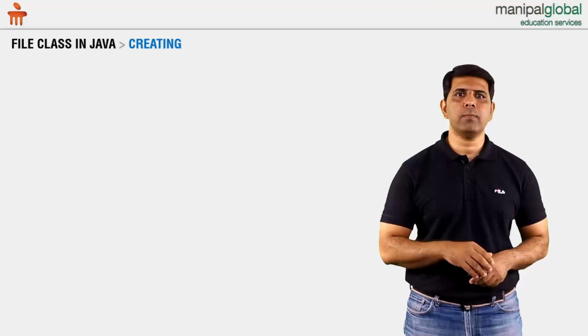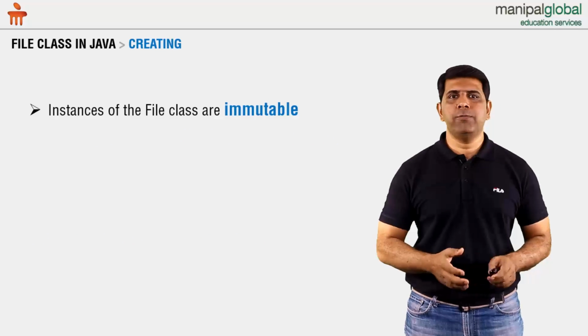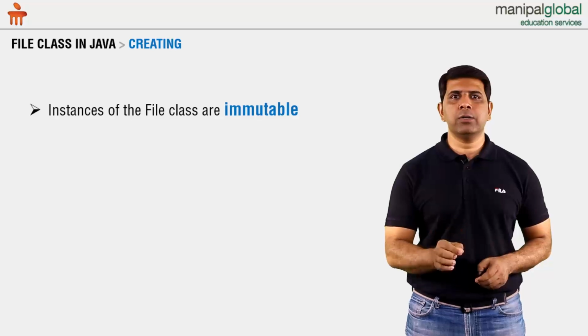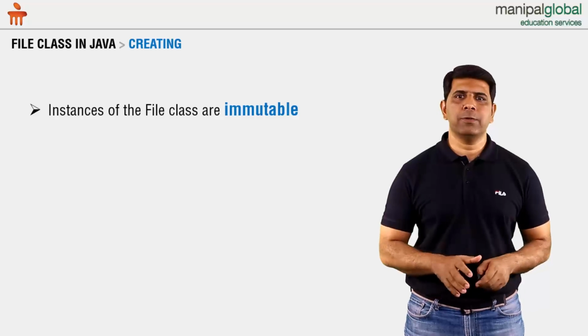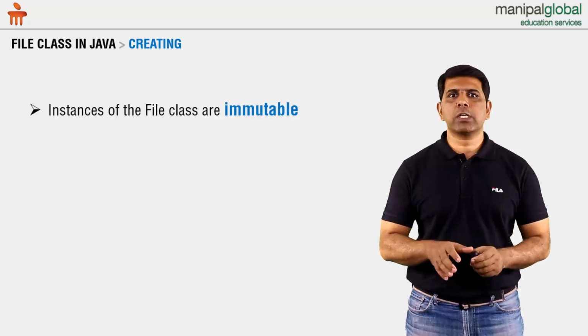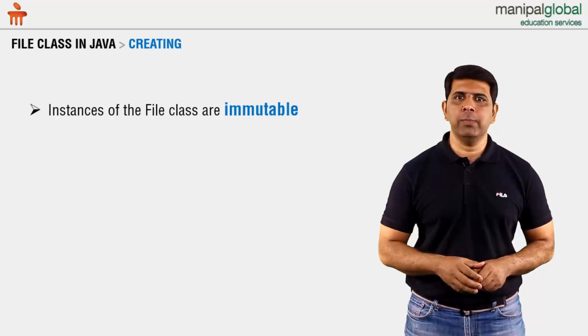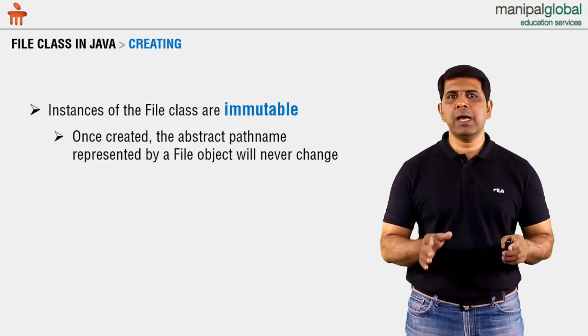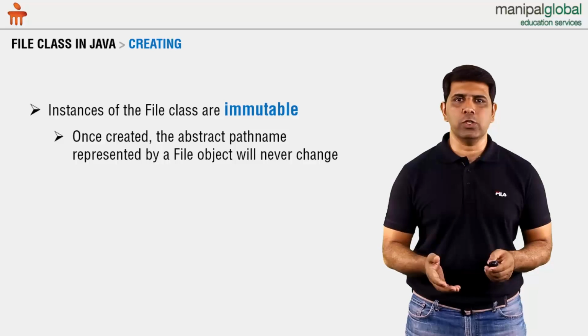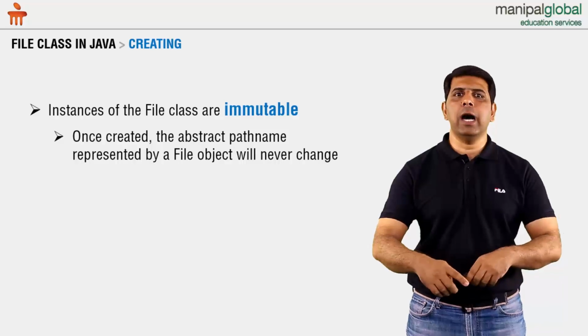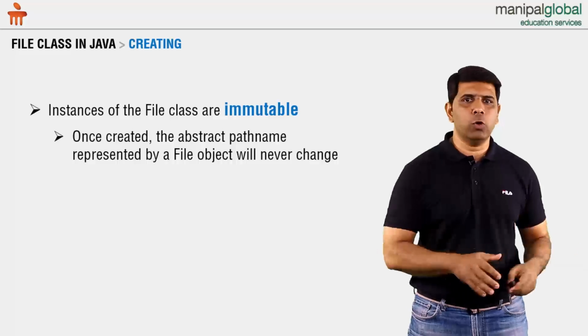How do you create the File object? Now, java.io.File has a variety of constructors, but no matter which constructor you use, the File object will be immutable, which means once it is created, it cannot be changed. Of course, the only thing you can do is create another File object and discard the old one.